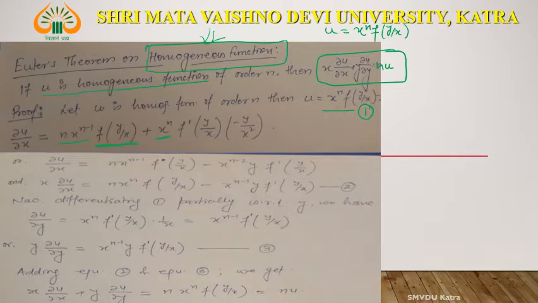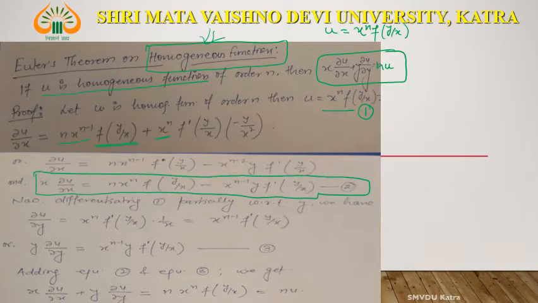Now you have to multiply x by del u by del x. In del u by del x multiplied by x, then x into del u by del x is equal to this term, right? Just simply multiply that: n into x to the power n multiplied by x, then n x to the power n f of y by x, minus, this one is minus x square, x to the power n minus 2 multiplied by x, that is x to the power n minus 1 into y f dash y by x. This is equation number 2.